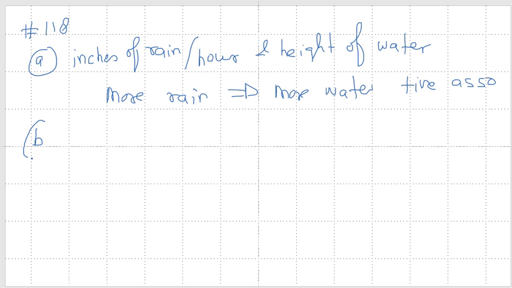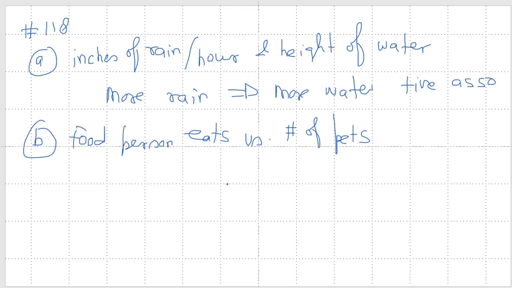Let's try a different one. Food a person eats versus number of pets. Do you think there's any relationship? Do you think whether we have Sona and two other dogs, it matters how much you will eat? Nah. So I'll say no association, right? Sometimes the association could be negative.